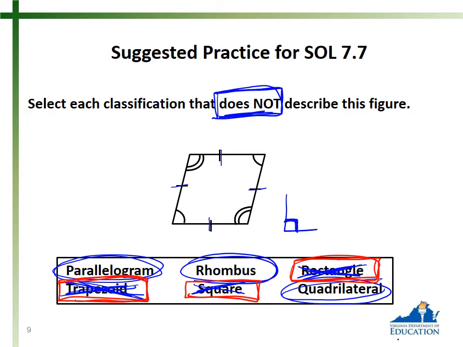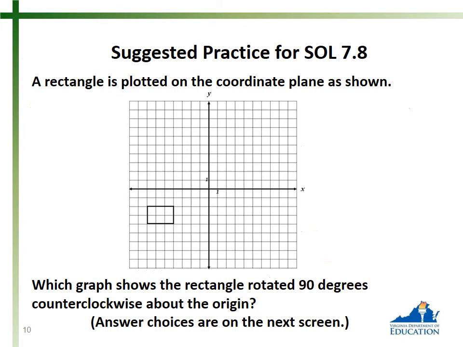I almost fell in the trap. I was in the mode of thinking that, oh man, this is a parallelogram, rhombus, and quadrilateral. But this question says which does not describe the figure. So we need to make sure that we circle the correct answers for this one: rectangle, square, and trapezoid.